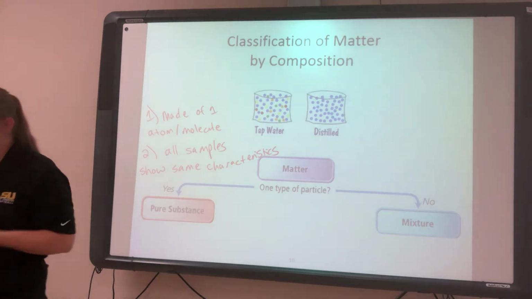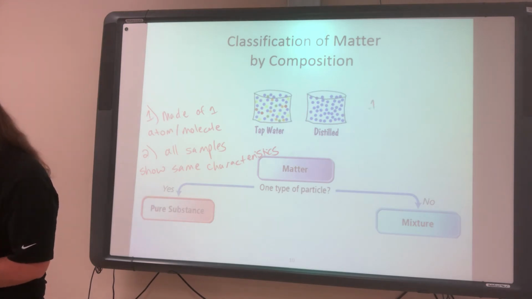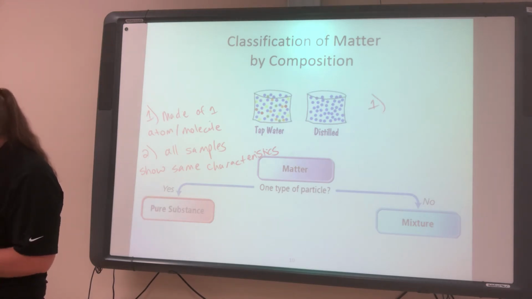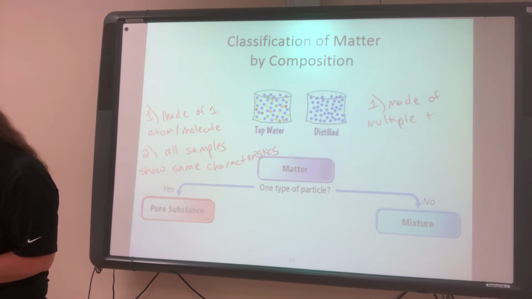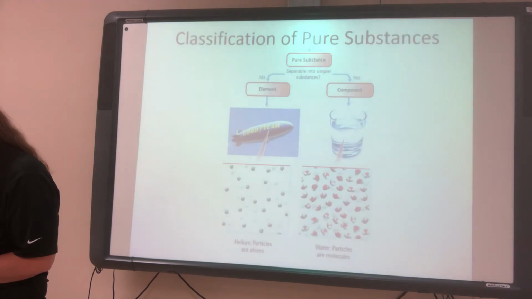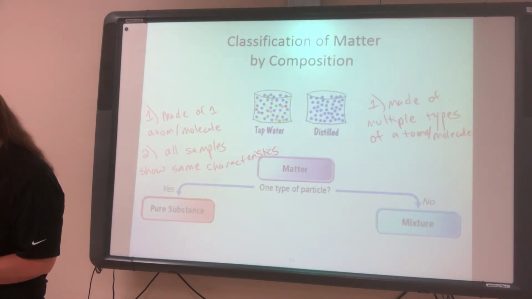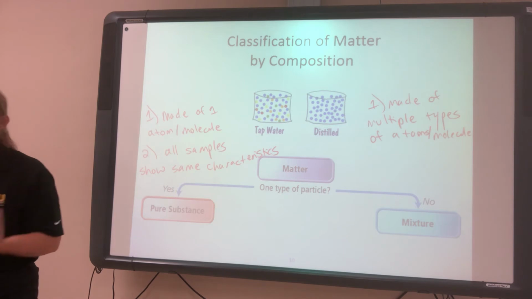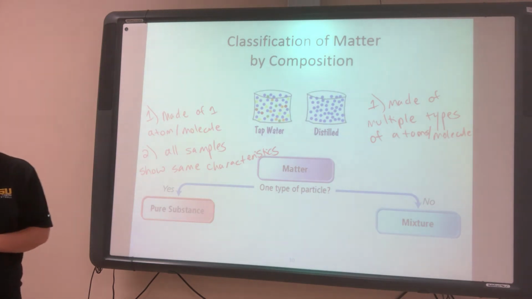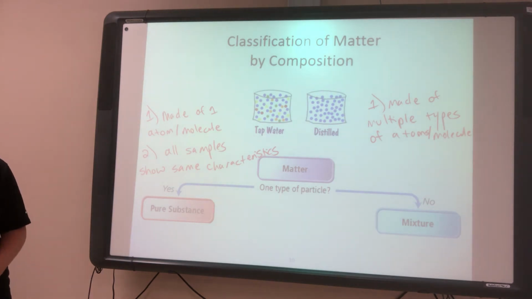All right, let's talk about a mixture. It's going to be similar. Instead of being made of one atom or molecule, these are going to be made of multiple types of atoms or molecules. I'm going to talk about the difference between an atom and a molecule later. Okay? So these are going to be made up of multiple types of atoms and molecules.